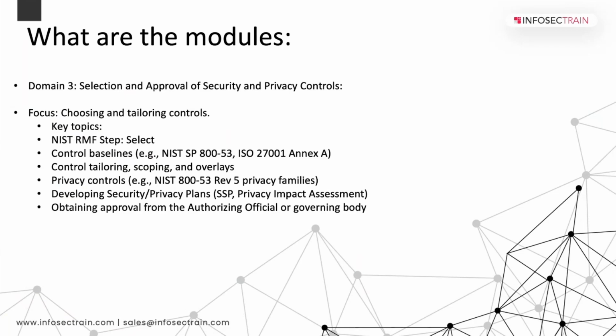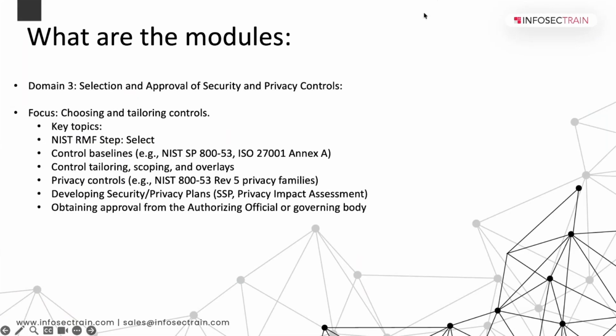Annexure A. Now this is where things get more interesting when we go into the ISC2 exam, because when you reach the selection and approval of security and privacy controls, the controls are selected from NIST SP 800-53. However, in the exam you have to read the question carefully, whether it is asking you to select the controls from NIST SP 800-53 or from ISO 27001 Annexure A, because in the exam there is a probability that things will come from both places.